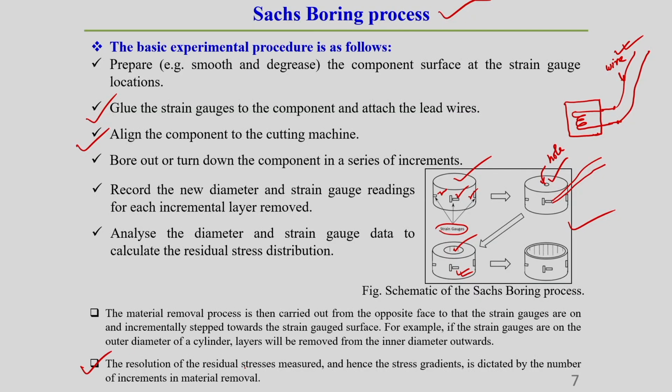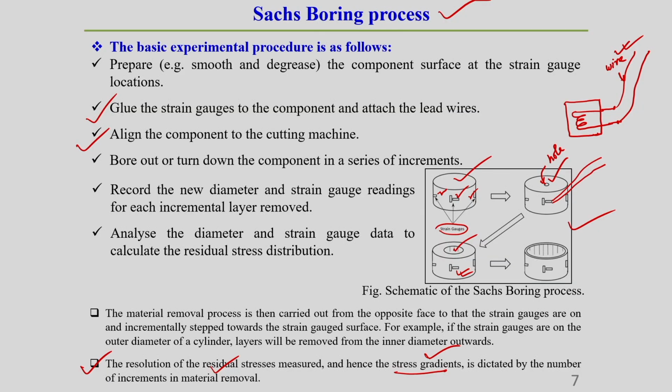That is why at the end I have written that the resolution of this residual stress measured, and hence the stress gradient we measure, is dictated by the number of increments in the material removal. At the last I have done, that means here a stress gradient also we can measure. That means over a particular distance, how the stress is varying. Gradient means what? Gradient means variation of stress with distance. That also we can measure. This you should keep in mind.